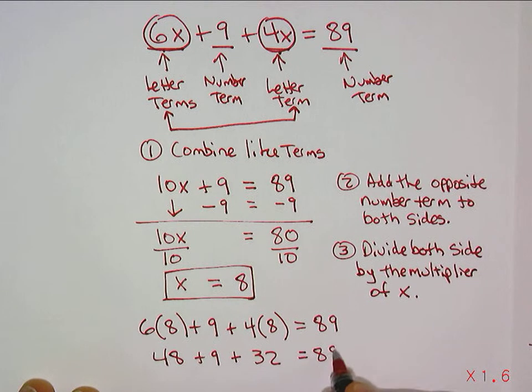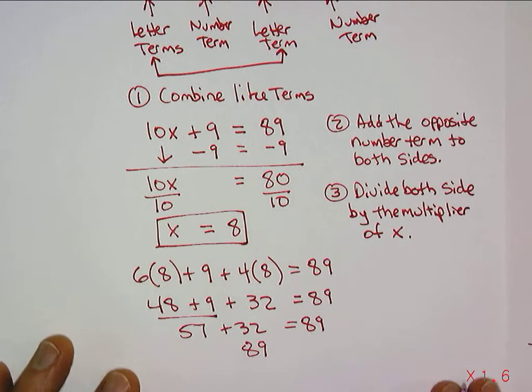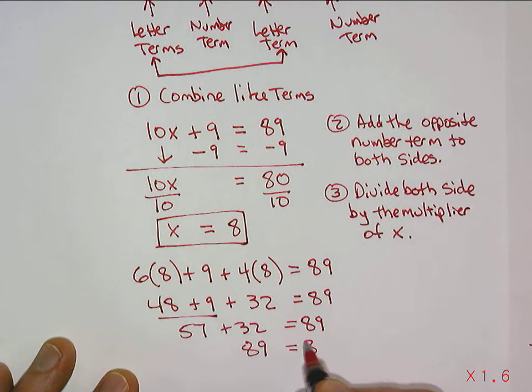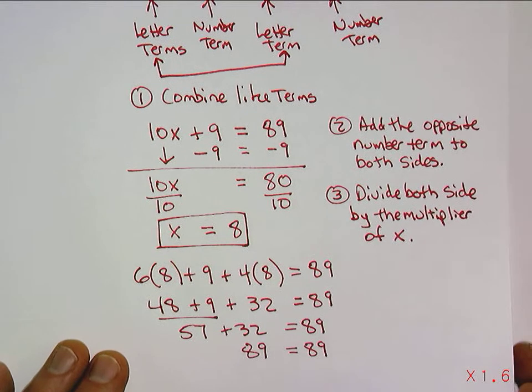I'll go ahead and combine just these two for now so we can do this in pieces. And 48 and 9 is 57, plus 32 is 89. And so we can see that 57 and 32 actually is 89. So 89 equals 89. So x equals 8 works for this problem.